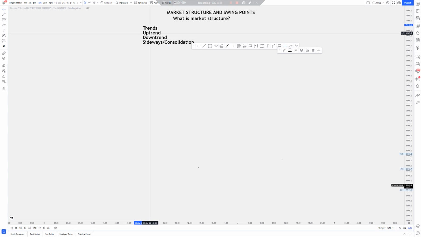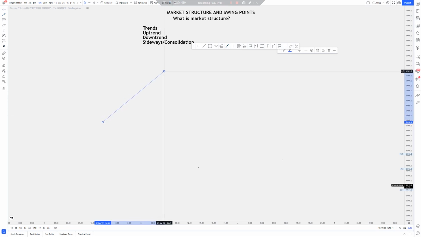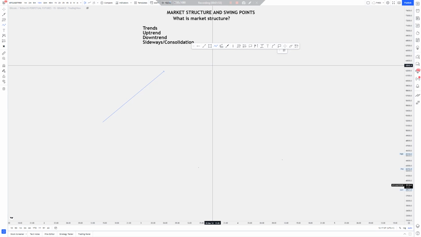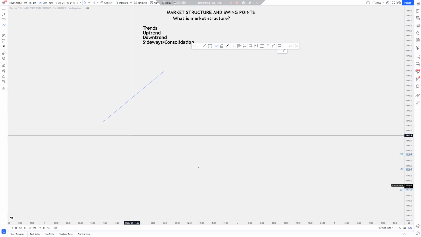Now, when we talk about an uptrend, it basically means the price of an asset is going up, okay? And in an uptrend, it consists of higher lows and higher highs, okay? Higher high, higher low, higher high, higher low, higher high.